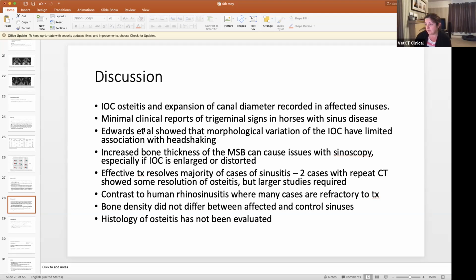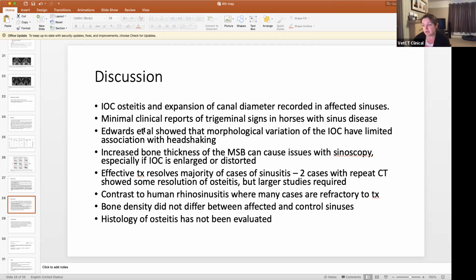And then they were stretching a little bit here, I thought. They go on to talk about how effective treatment of the cause of the sinusitis resolves the majority of cases of sinusitis, and that they assume this will cause resolution of the osteitis as well. But actually, they've only got 2 cases, so I think it's maybe a little bit of a stretch. Again, the assumption being that those cases probably wouldn't have had a repeat CT if everything was fixed. So I'm not sure they can go on and say that.